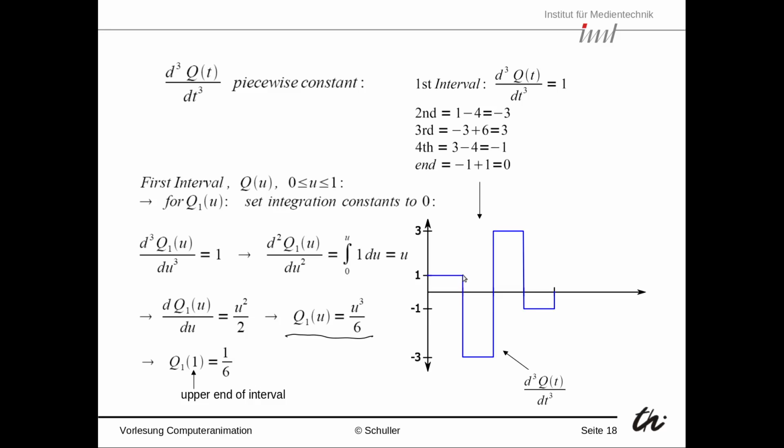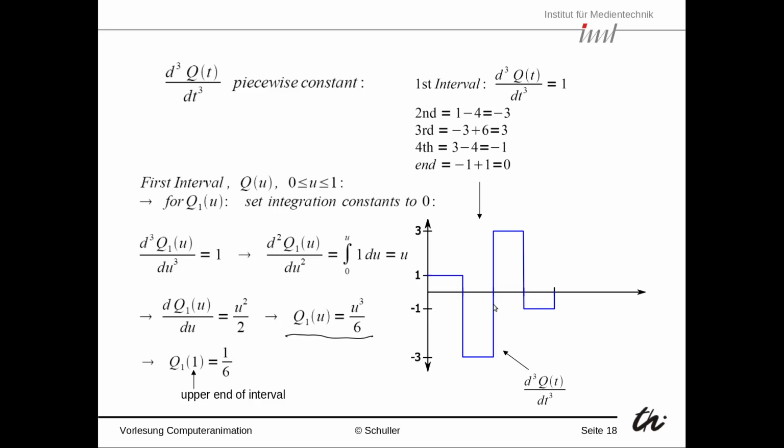until you get the next Dirac with minus 4, so you have 1 minus 4 is minus 3, then it stays constant until you get the next Dirac. The next Dirac had a factor plus 6, so that's why you end up at 3. Then you have another one with minus 4, and then you have another one with plus 1, and then you end up at 0 again. So this curve is now the third derivative. For the third derivative we have no continuity constraints, so we are fine at this point. So this is our third derivative.